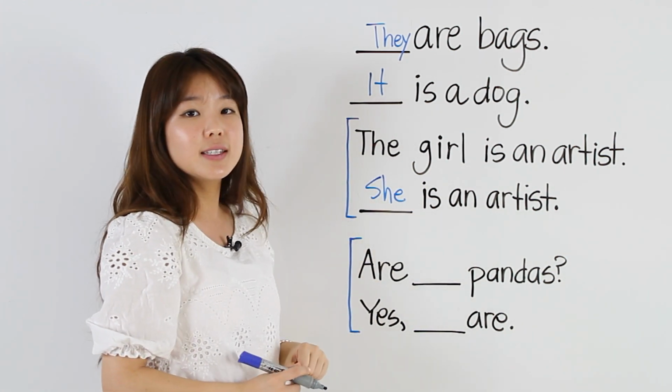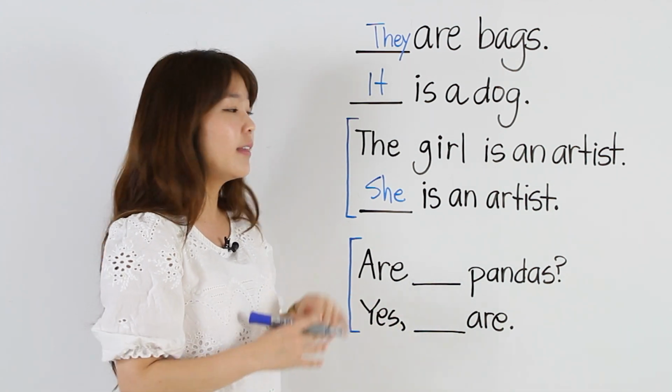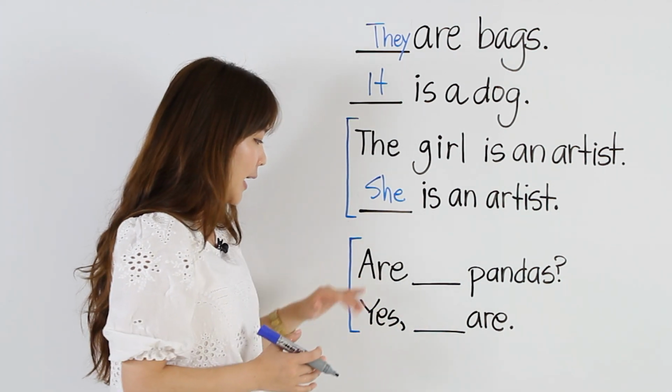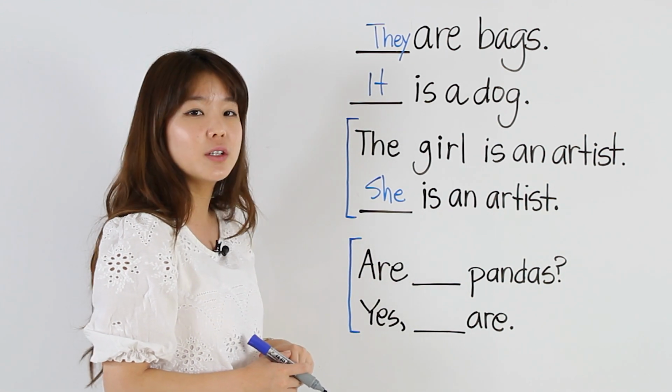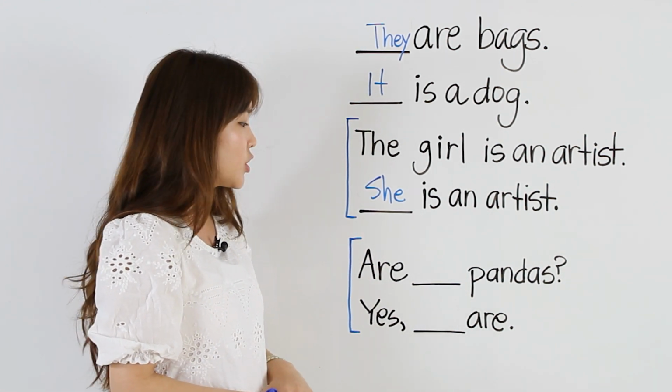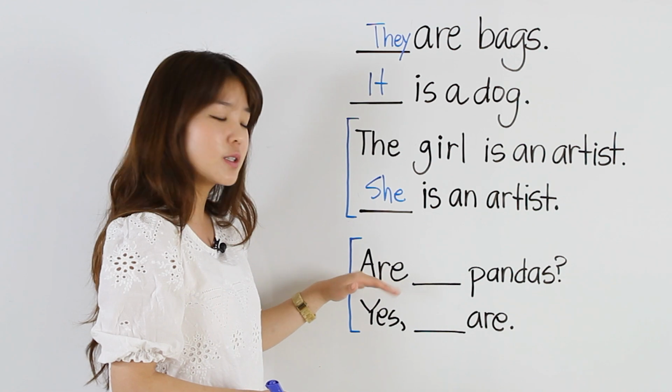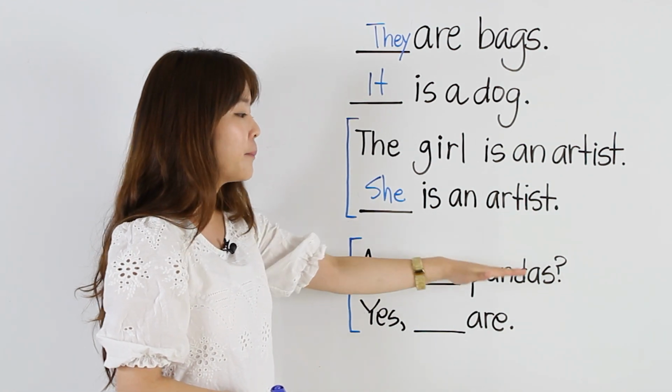These two sentences have the same meaning. They're the same. And on the bottom we have a question. When we ask a question, we have to put the be verb first. Are pandas?